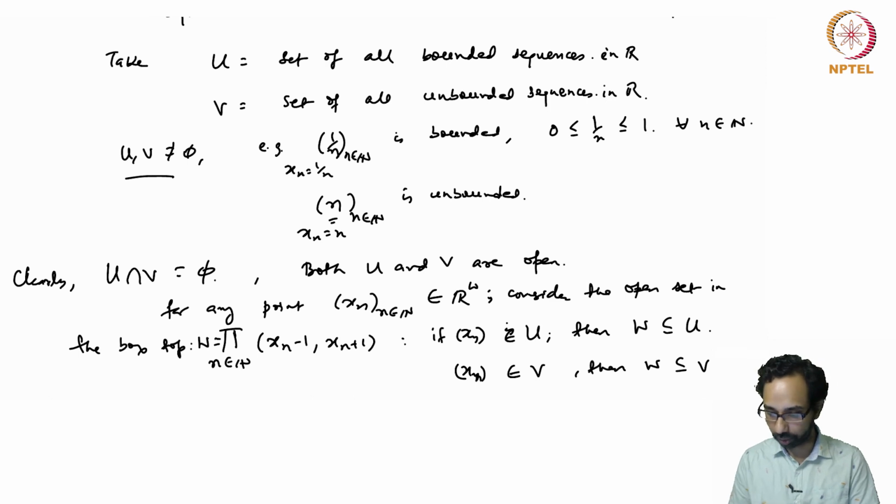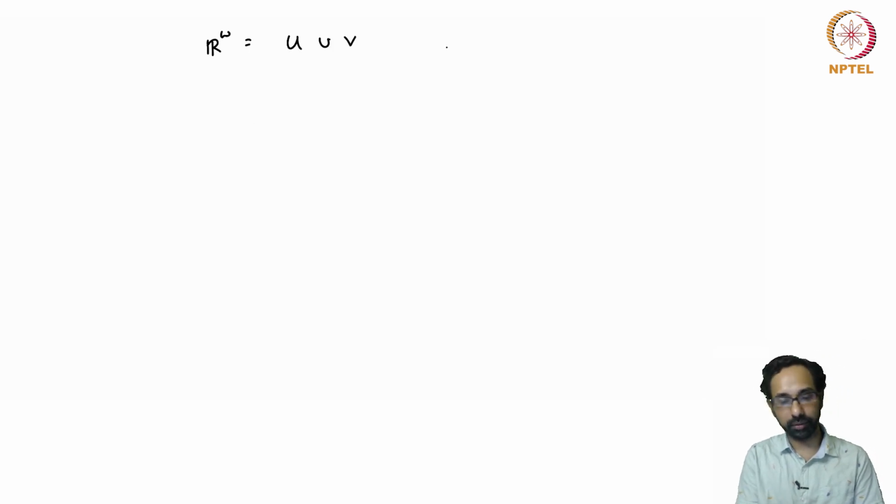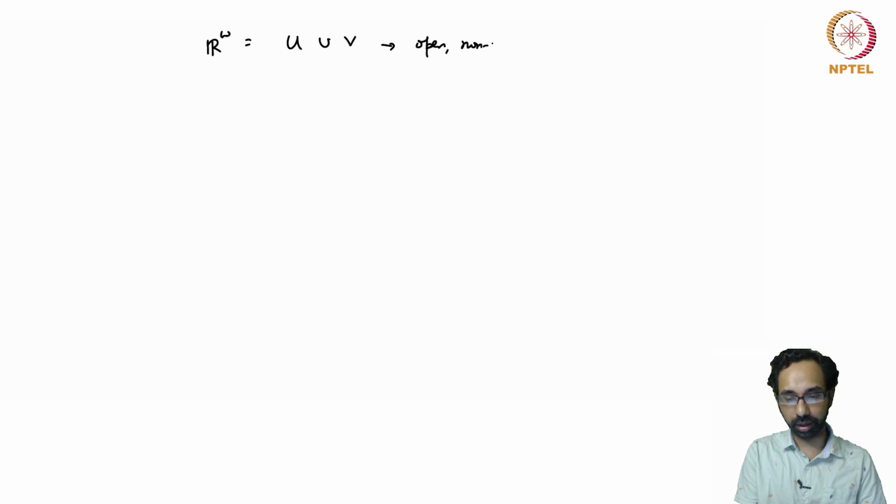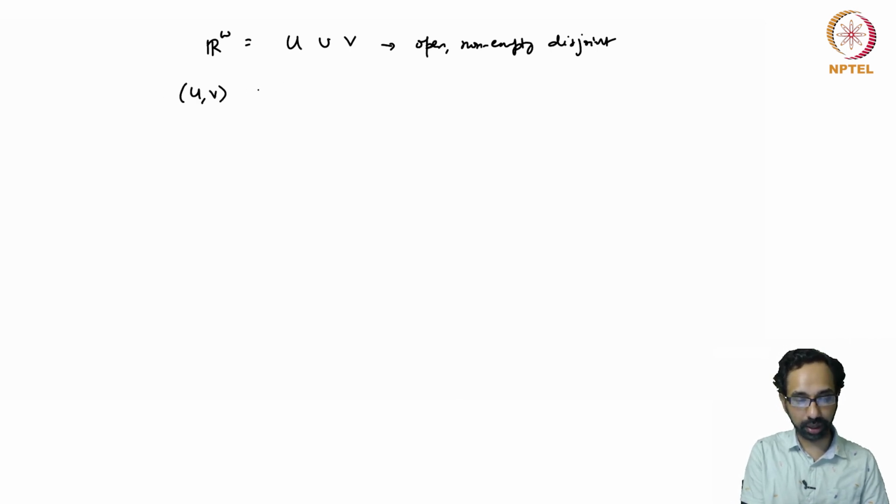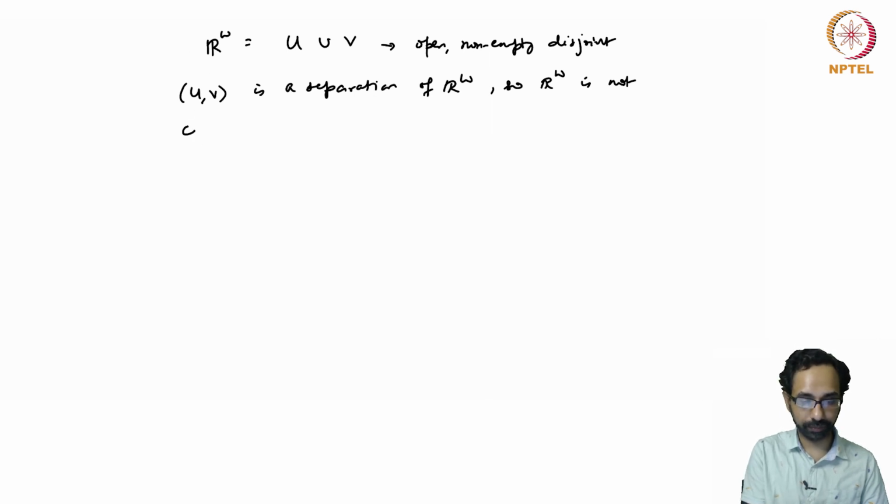So both U and V are open, and of course R^omega is the union of U and V, because they are complements of each other. So these are open, non-empty and disjoint sets whose union is R^omega, which means that U, V is a separation of R^omega, and so R^omega is not connected in the box topology.